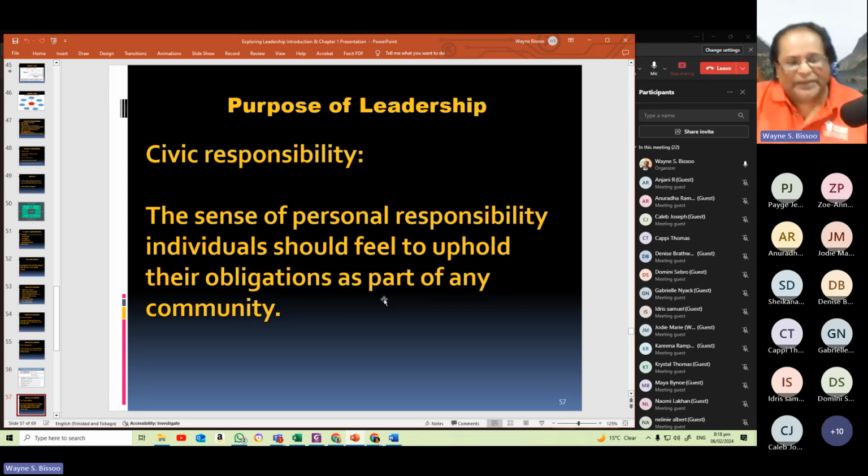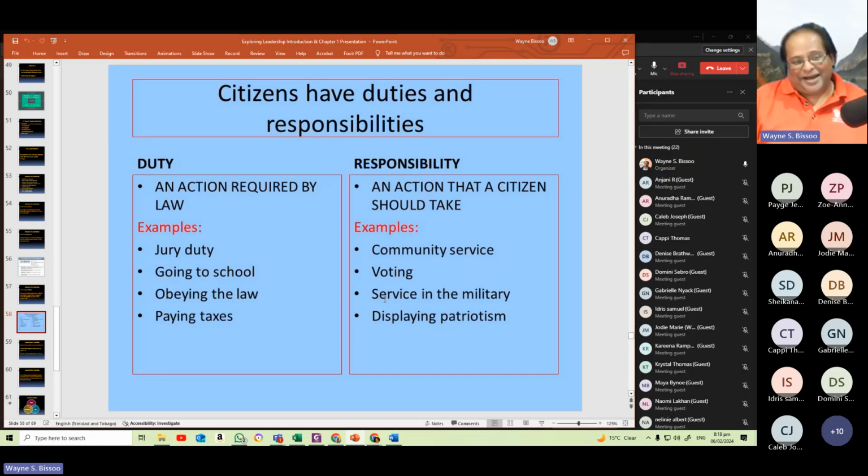All right. Civic responsibility, a sense of personal responsibility that you should feel to uphold your obligations as part of the community we all work in. That engages two areas: duties and responsibilities. This is some of the things that we talk about. Have any of you ever participated in jury duty? All of you have participated in going to school. You obey most laws, and for those of you who work, you pay some form of taxes, and even if you don't work, you pay taxes once you spend money. In terms of your responsibilities, voting, community service. It's not big for us here to have service in the military. That's more of a voluntary action, and of course, displaying patriotism.